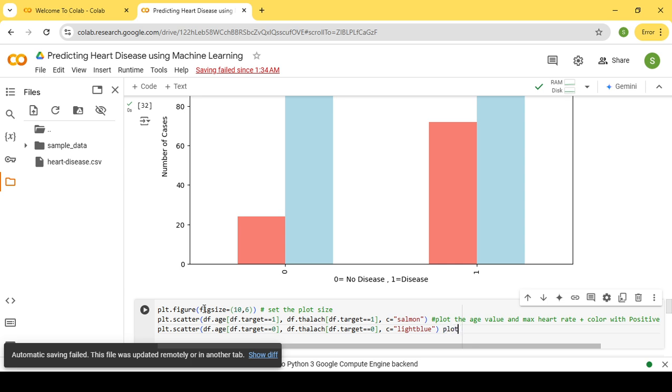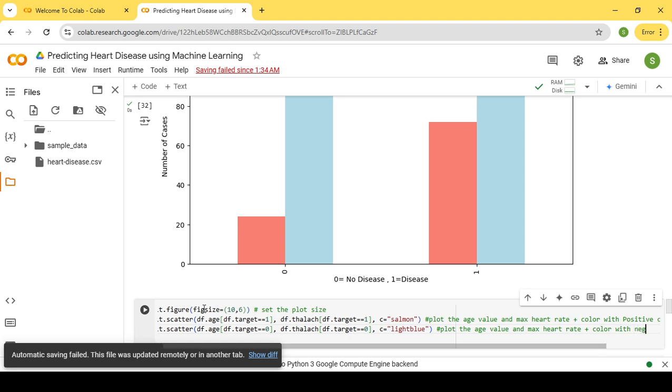Yeah, let's add max heart rate scatter with negative cases where no heart disease was detected.